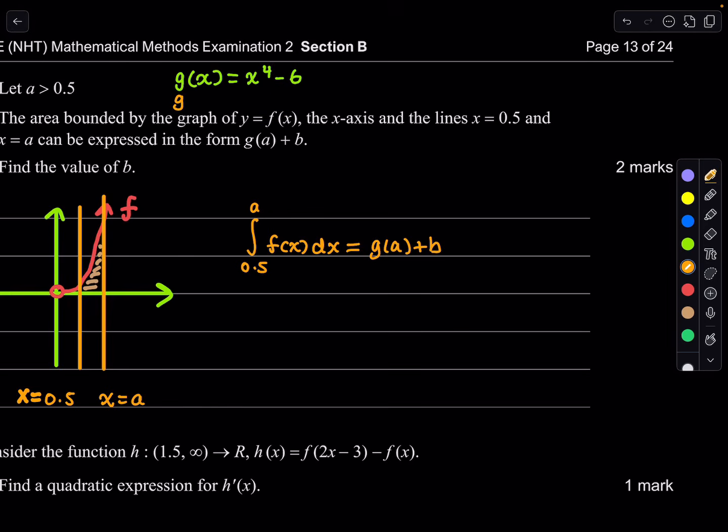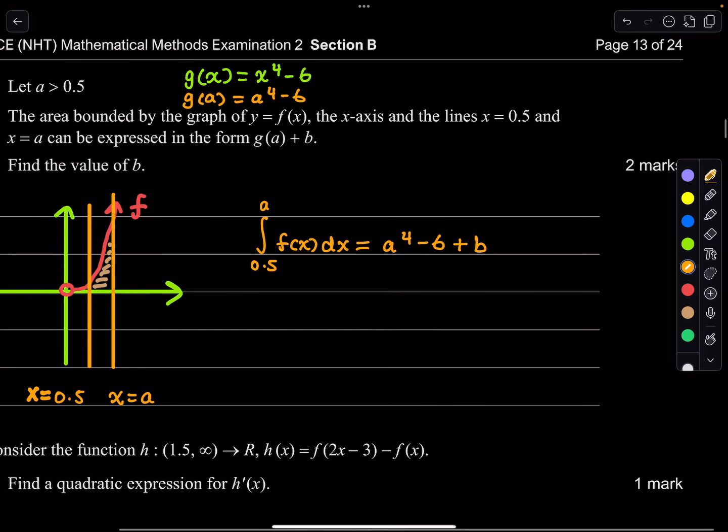So g of a is what? It's a to the power 4 minus 6. We can actually just rub this out and write a to the power 4 minus 6. But don't forget plus b here, because you remember this here is your g of a. Don't forget that plus b, and that's our goal. And we can put this in our CAS and let the CAS do the work for us, like solve it.